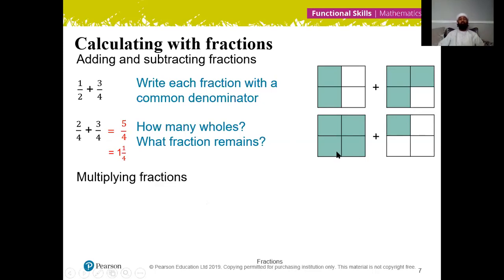Okay, now, by the way, that's adding and subtracting. Adding and subtracting, you always find the common denominator and then just add or subtract the number at the top.